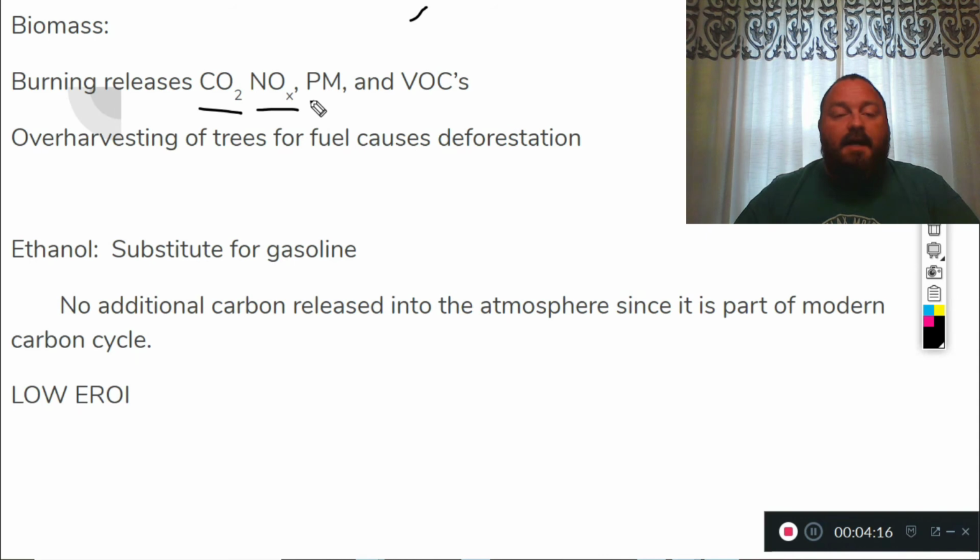Not only is it irritating your lungs, but it's also going to get dissolved into your blood in some cases and potentially cause bloodborne illness type situations where you could get infections and all those things. In addition, volatile organic compounds, which again are going to help to create that tropospheric ozone.